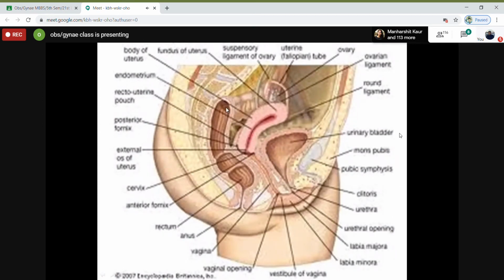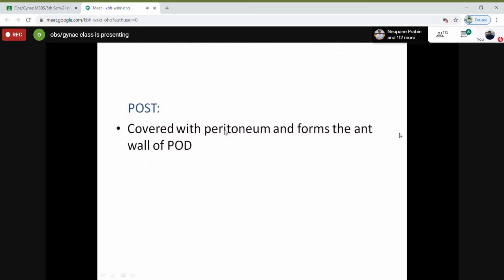Now posteriorly it is separated from the rectum by the pouch of Douglas. So this is the pouch of Douglas, and here coils of intestine might lie in this pouch of Douglas. This is the uterorectal pouch. So posteriorly, it is covered with the peritoneum and it forms the anterior wall of the pouch of Douglas.